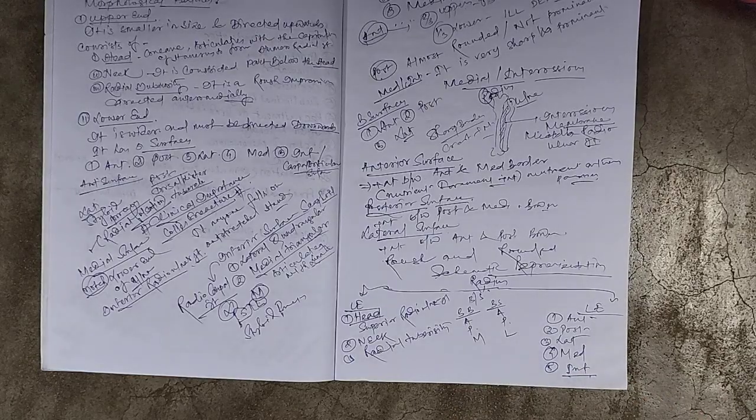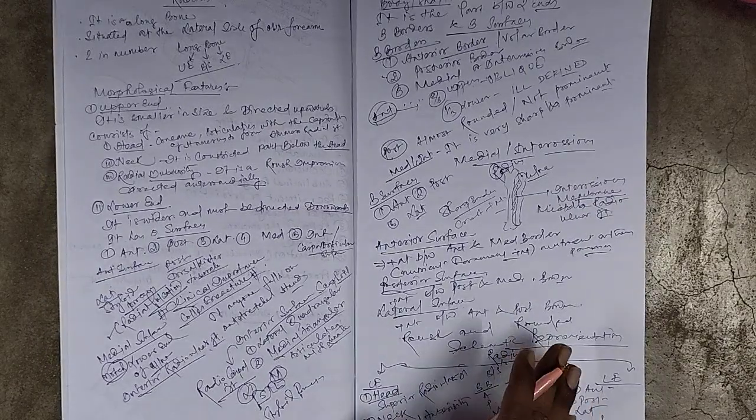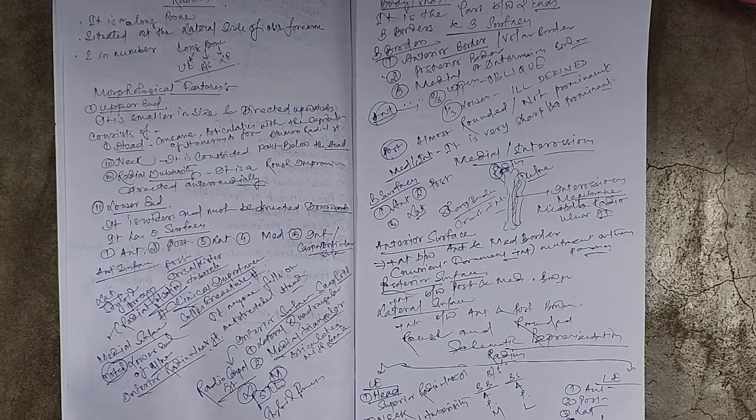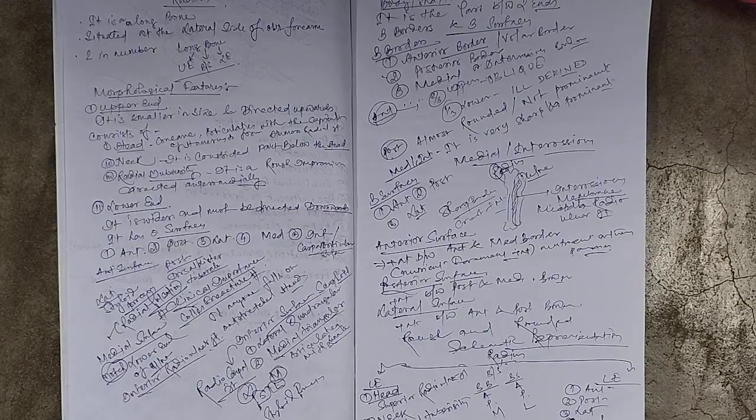So these are all the surfaces and structures present in the radius bone. So today we have completed the morphological part of the radius bone, and in the next video we will try to cover the attachment of the radius. So what is our topic of discussion today? Today we have discussed the radius morphology.